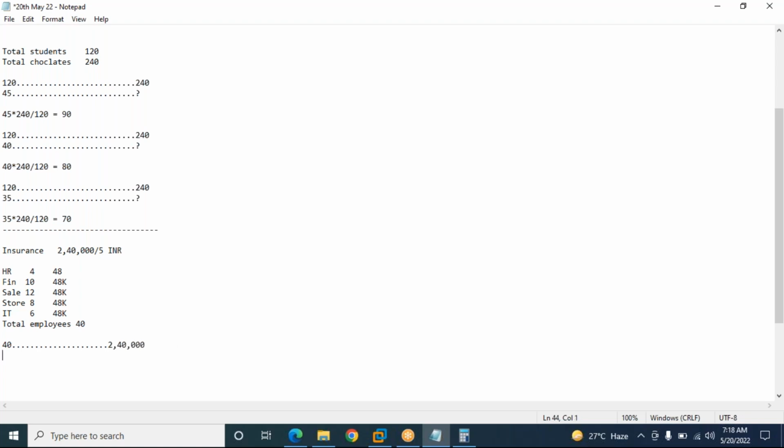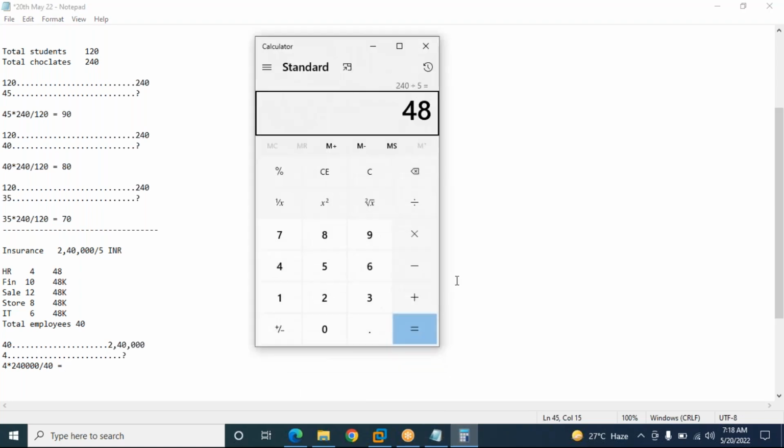For the HR department, 4 people, what is the expenditure? Then 4 multiplied with 2,40,000, divided by 40. It's proportionate. Yes, it is called proportionate.